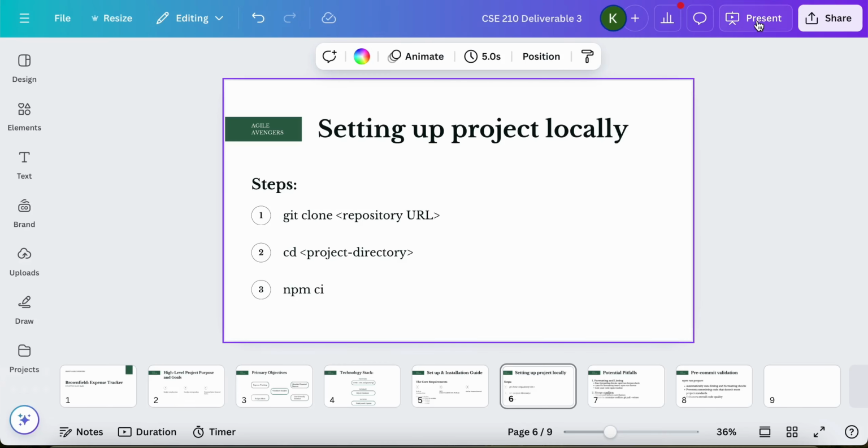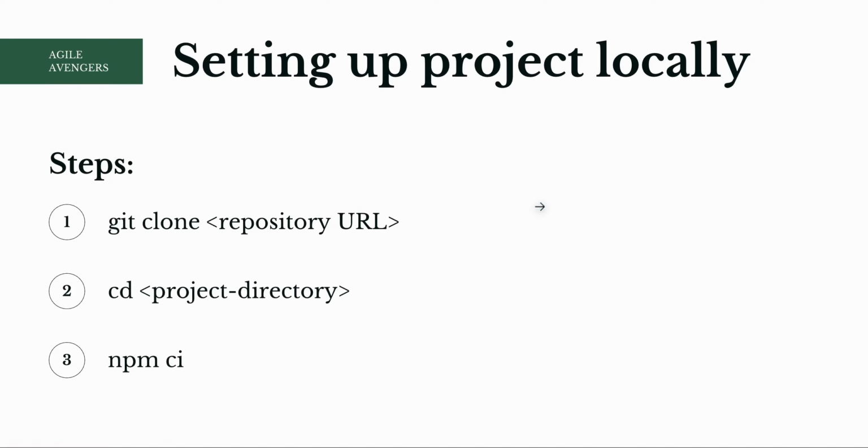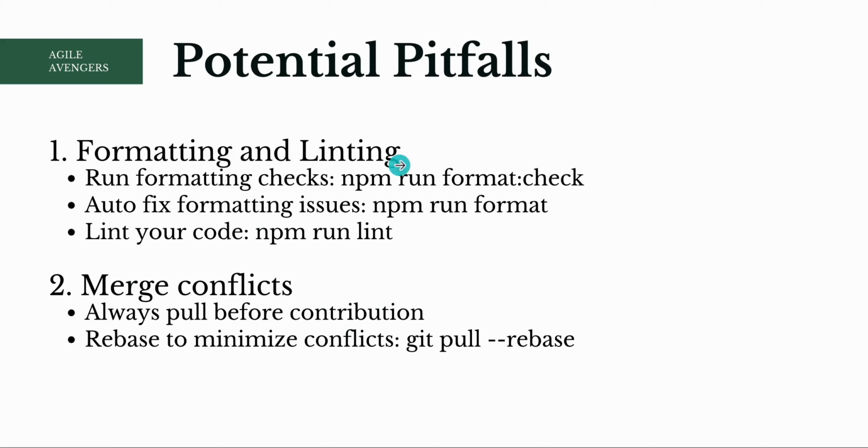Moving on, we now look at the potential pitfalls that you can encounter and any solutions that you can use to counter those pitfalls. So the first pitfall would be formatting and linting issues. What you can do is run npm run format:check. You can auto-fix those formatting issues by running npm run format, or you can lint your code by running npm run lint, which allows for automated formatting checks, consistent code style across the project, and immediate identification of potential issues.